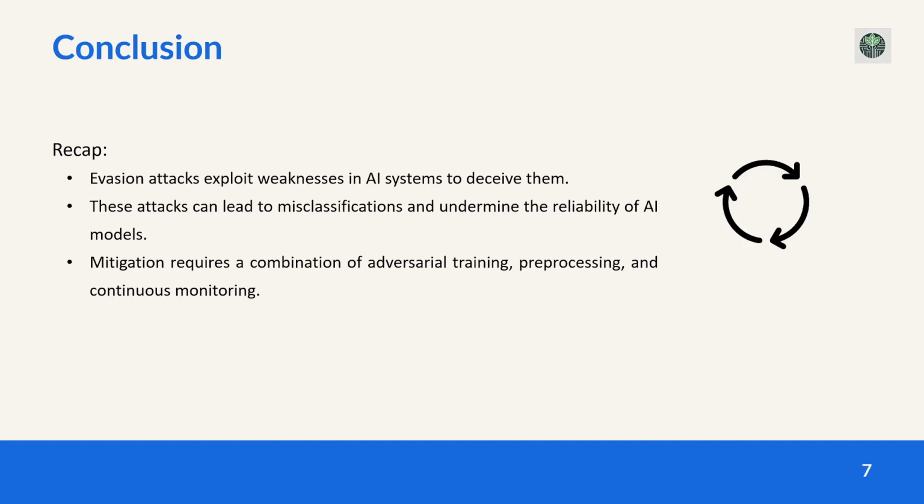So, in summary, evasion attacks are a significant threat to AI systems. They exploit vulnerabilities in models by subtly altering input data, leading to misclassifications and false negatives. The impact can be devastating, especially in systems that require high accuracy and security, such as facial recognition, autonomous vehicles, and fraud detection. However, by using strategies like adversarial training, input sanitization, and real-time monitoring, we can strengthen our models and reduce the risk of successful attacks.